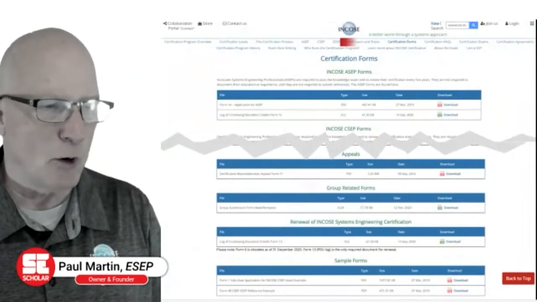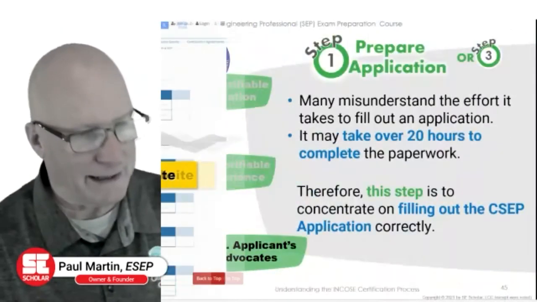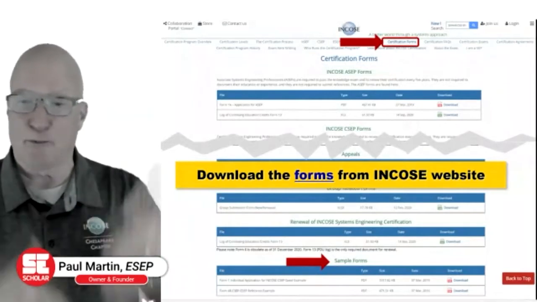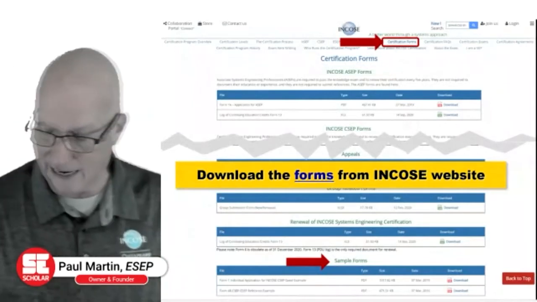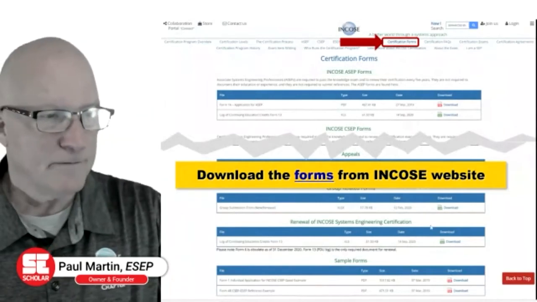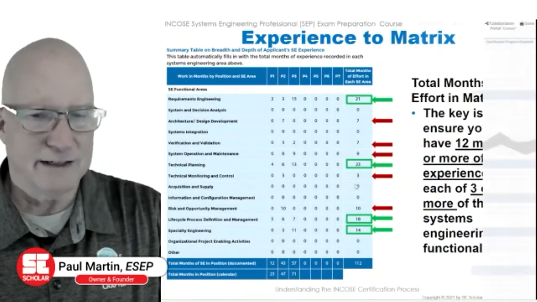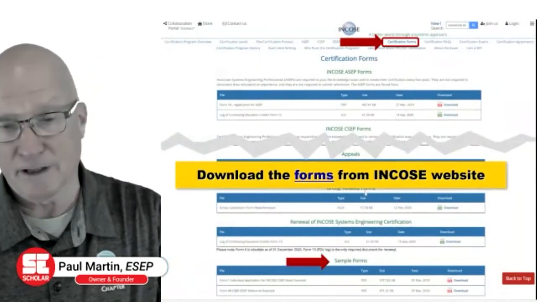So all these forms you can get as you're going. Oh, by the way, that's right, I forgot to tell you this. In the certifications at the bottom, when you go in, there are some sample forms in there. I actually used those for these over here to show you how they work. But that's a good way for you to make sure you're filling it out correctly.